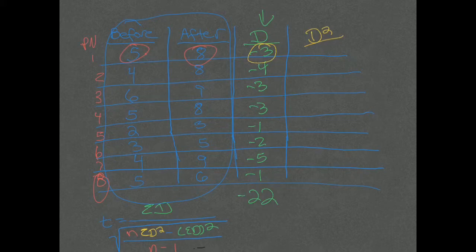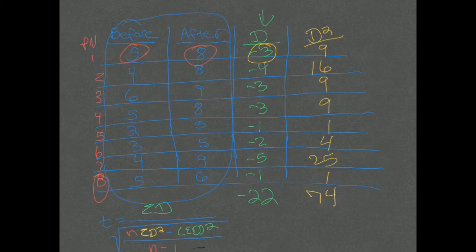Okay, and then for our last column, we just have to square each of these different scores. -3 squared is going to be 9, -4 squared is going to be 16, -3 squared, 9 again, and so on. So we have 9, 1, 2 squared is 4, 5 squared is 25, and -1 squared is 1. Right? And then we just add up that column, which is 9 plus 16 plus 9 plus 9 plus 1 plus 4 plus 25 plus 1 equals 74.